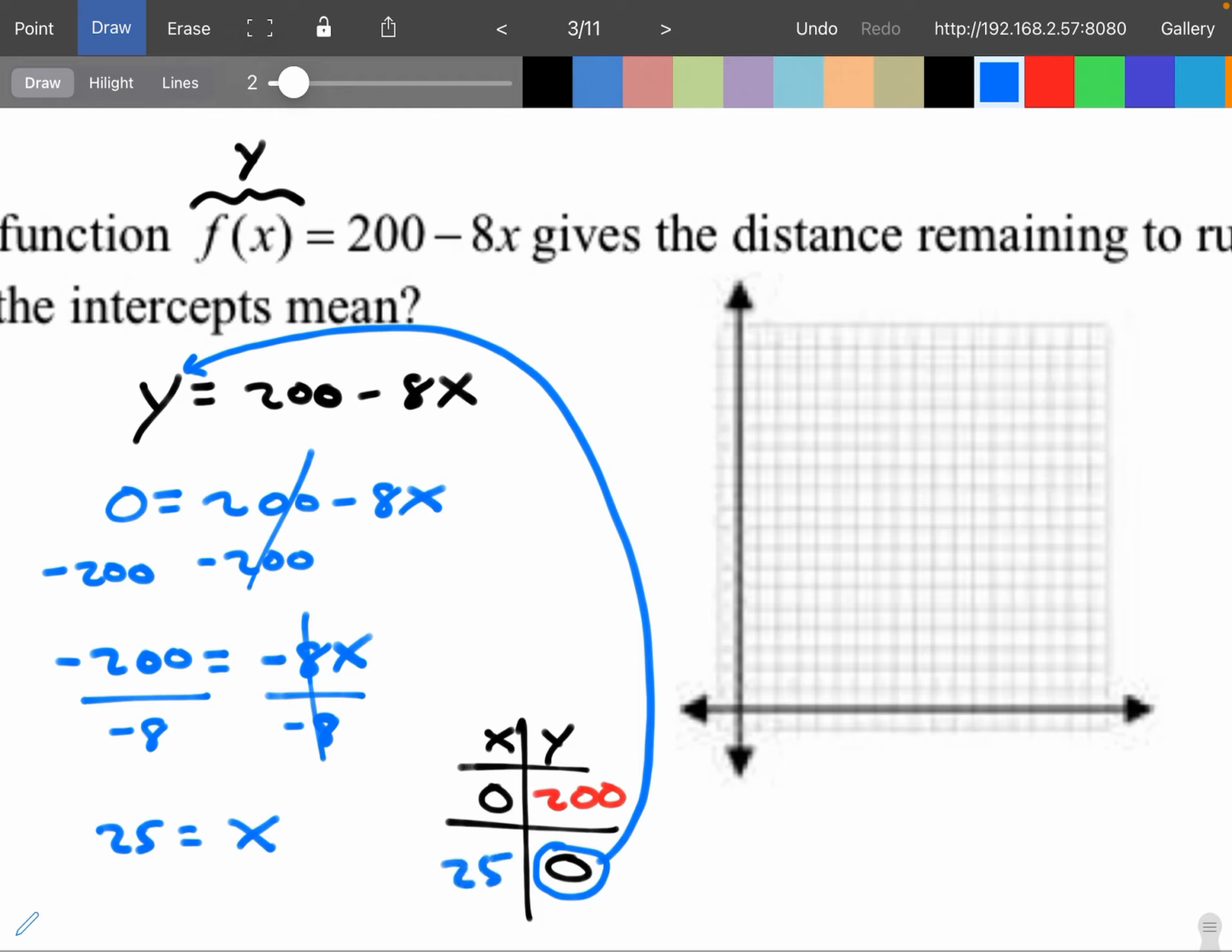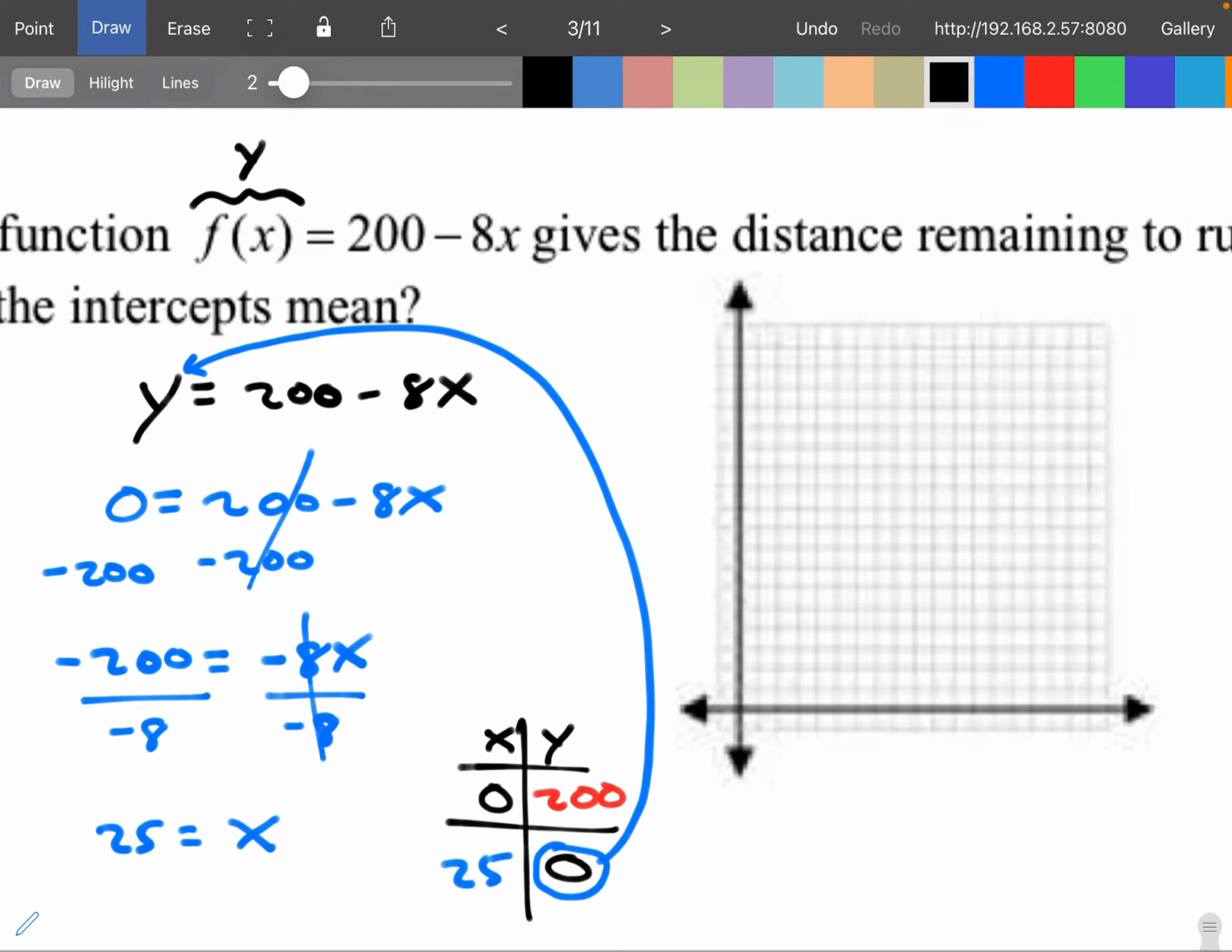Good. Divide both sides by negative 8. Those cancel out, make a 1. So I get x equals, what's negative 200 divided by negative 8? What's that? 25. Good. That's 25. So this is 25 right here. Now we just got to plot those 2 points.